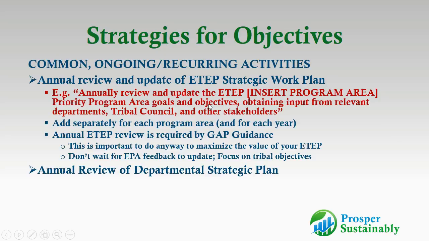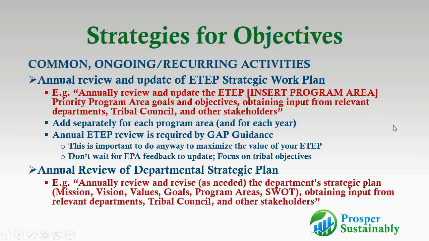You also want to do an annual review of the departmental strategic plan. We're going to cover developing a strategic plan in Module 5 coming up. But that takes time and resources, and you do want to do that on an annual basis. So annually reviewing and revising the department's strategic plan, including its mission, vision, values, goals, program areas, SWOT analysis, obtaining input from relevant departments, tribal council, and other stakeholders. You may choose to also get feedback from the EPA on that, possibly.